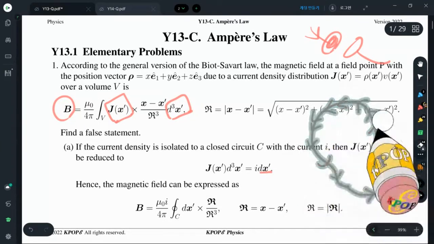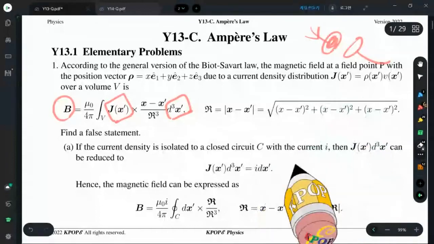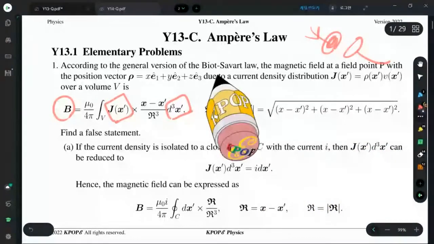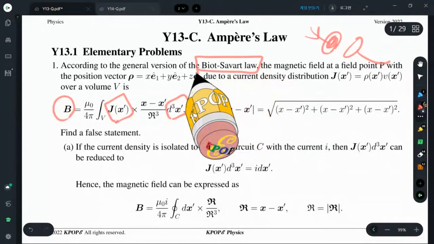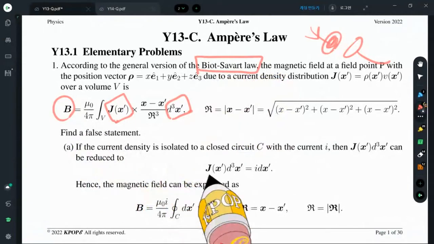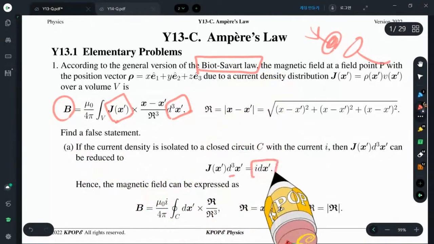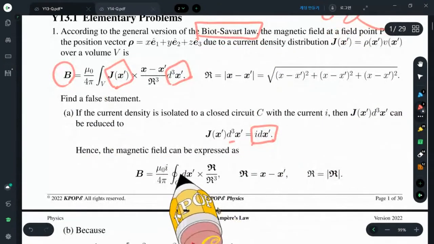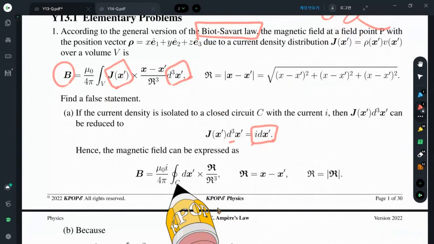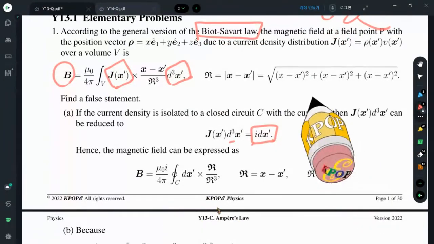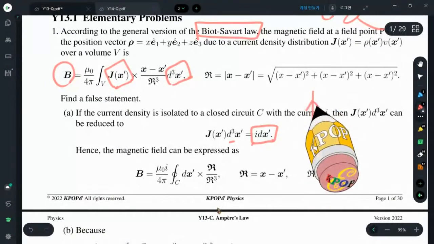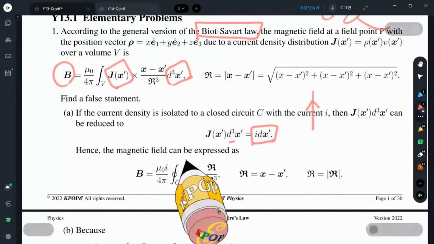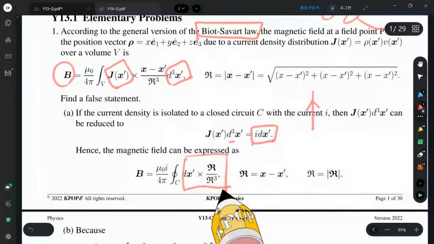And we want to compute the magnetic field by making use of the Biot-Savart law, using the integral along a closed path. This closed path means the circuit. The magnetic field is generated from the current element, and this is the basic structure of the magnetic field.